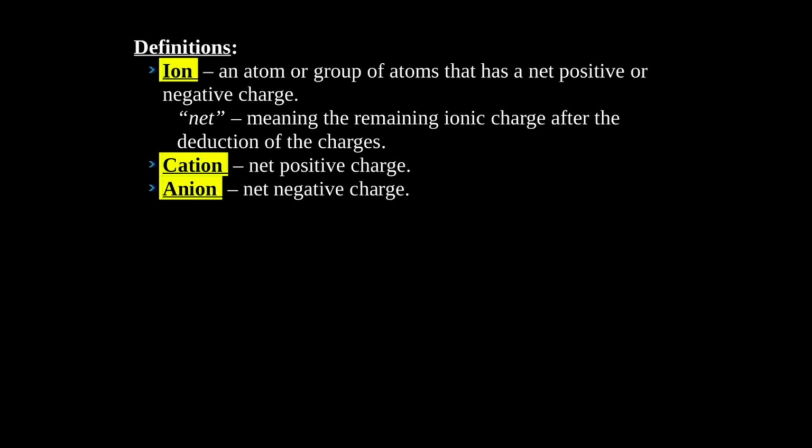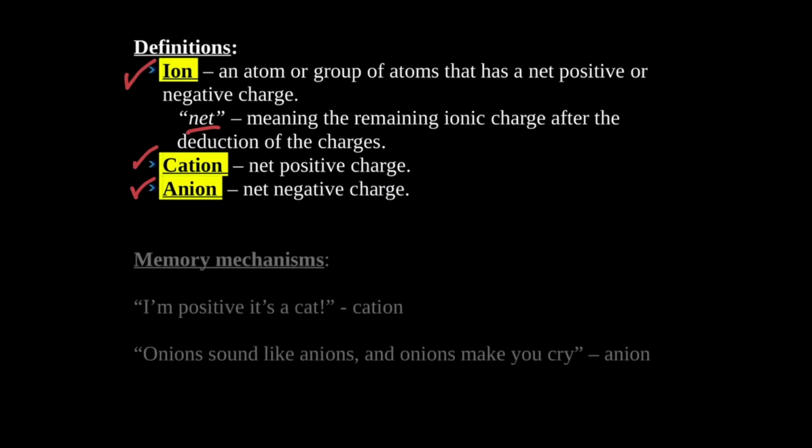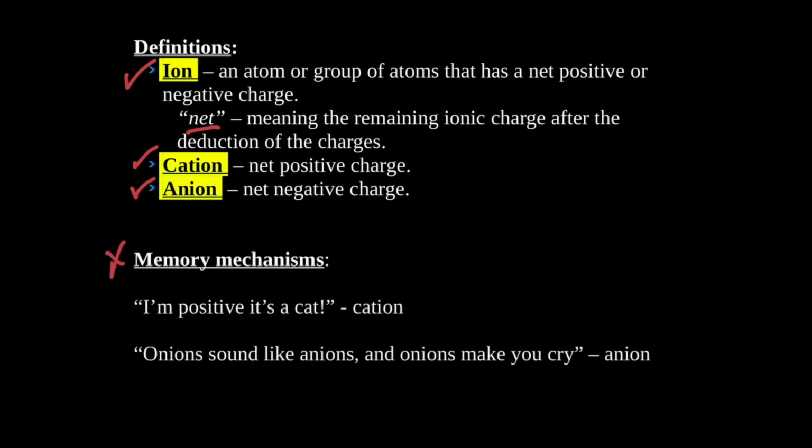First, let's go ahead and define an ion. It's an atom or group of atoms that has a net positive or net negative charge. Net meaning the remaining ionic charge after deduction of charges. Now we can have a cation, which is a net positive charge result, or an anion, which is a net negative charge. Okay, so here's some memory mechanism.